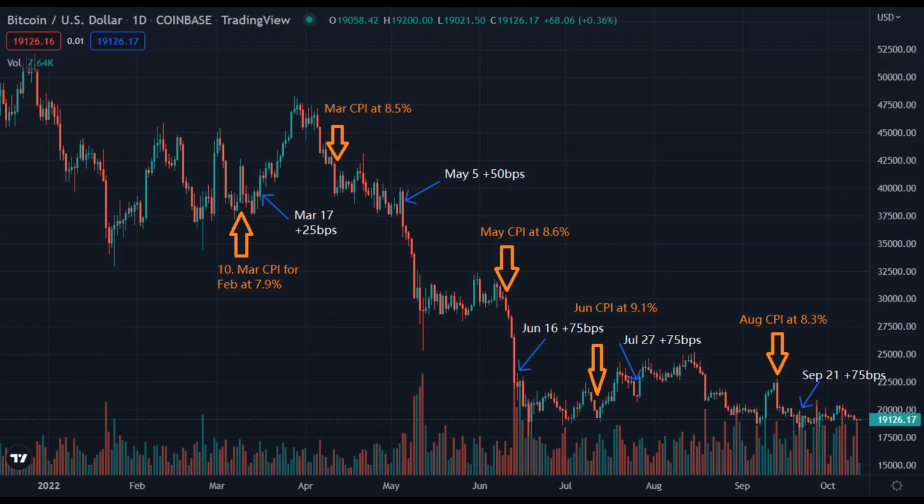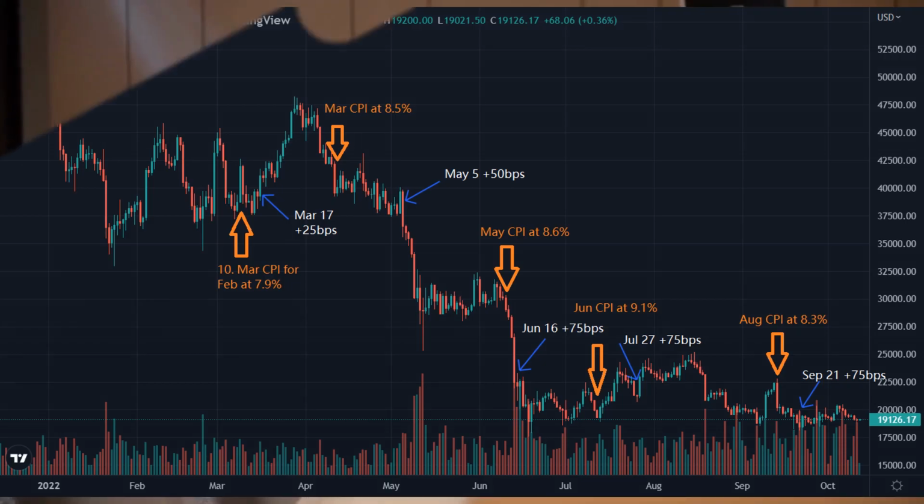This chart shows developments in Bitcoin price since the beginning of the year 2022. I've marked out the CPI announcements with orange arrows and the Fed interest rate hikes using blue arrows. We can see that interest hikes always followed shortly after new CPI figures were published. Bitcoin prices fluctuated accordingly.